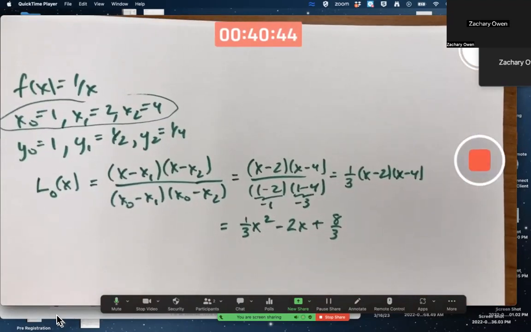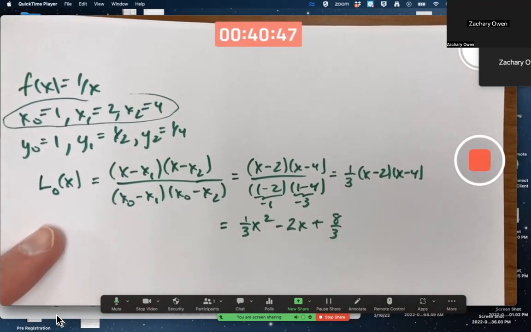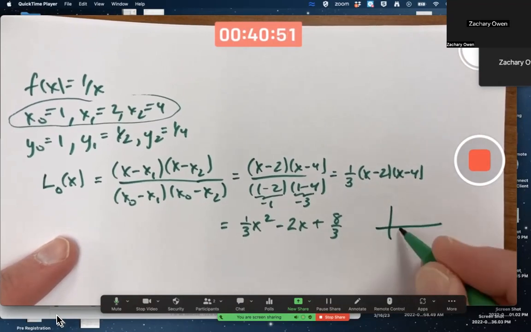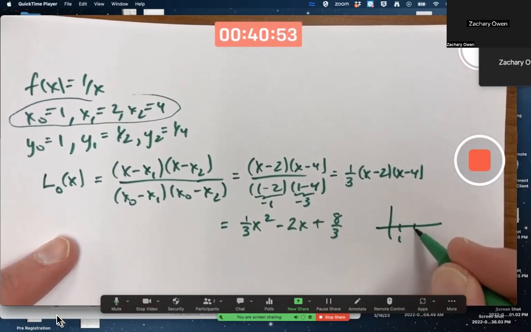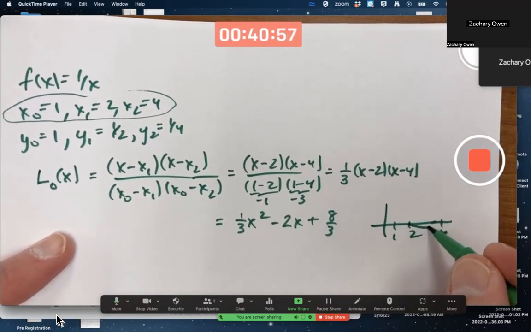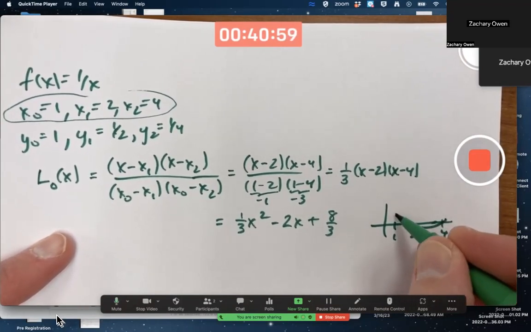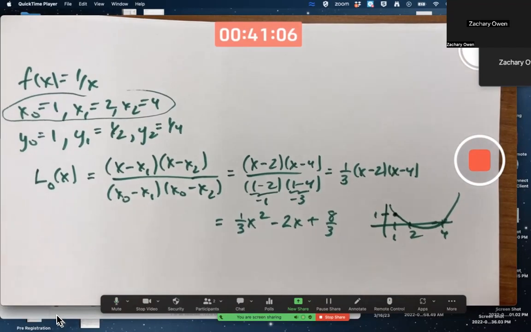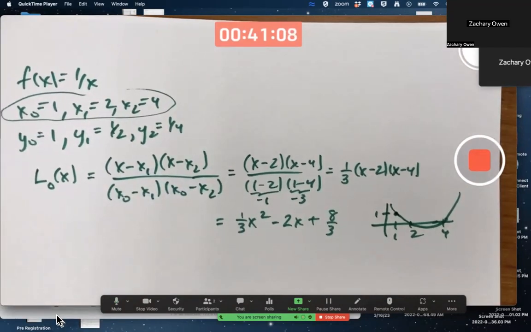That's not the final answer. That's L0 of x. This is a quadratic polynomial that equals 0 at 2 and 4 and 1 at 1. Looks like that. That is what the graph of that looks like, if I've not made a mistake.